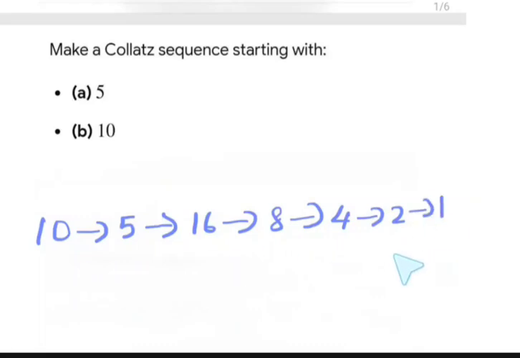So how many steps are there? We cannot count the starting number 10. Count from 5, the next step. So 1, 2, 3, 4, 5, 6. So 6 steps are there. Okay, clear?